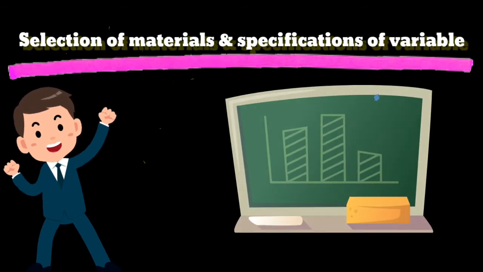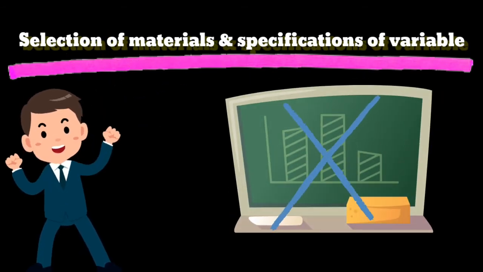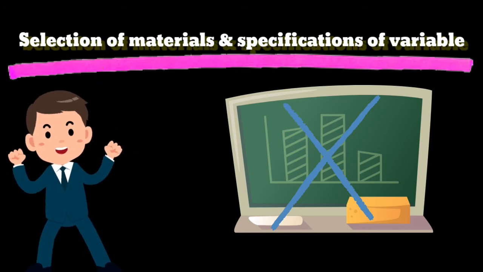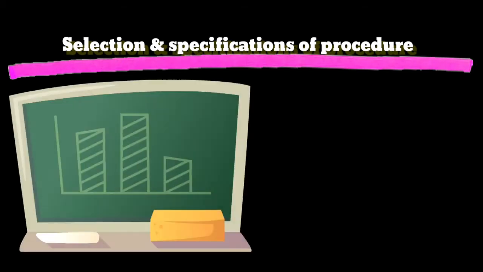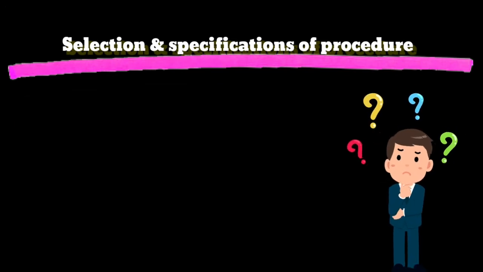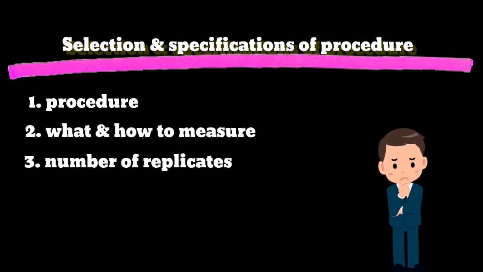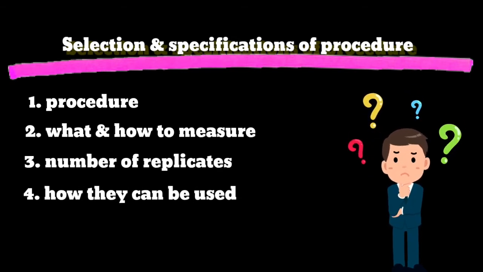To specify the first 2 parts of the procedure is fairly easy. Not much statistics is needed to decide what materials to be used in the test and how to specify the variables to be measured. On the other hand, parts 3 and 4 cannot be done unless the experimenter has some knowledge of statistics. The experimenter has to make an experimental design which includes the procedure and how the measurements are to be made, the number of replicates, and how they can be used to test the hypothesis.